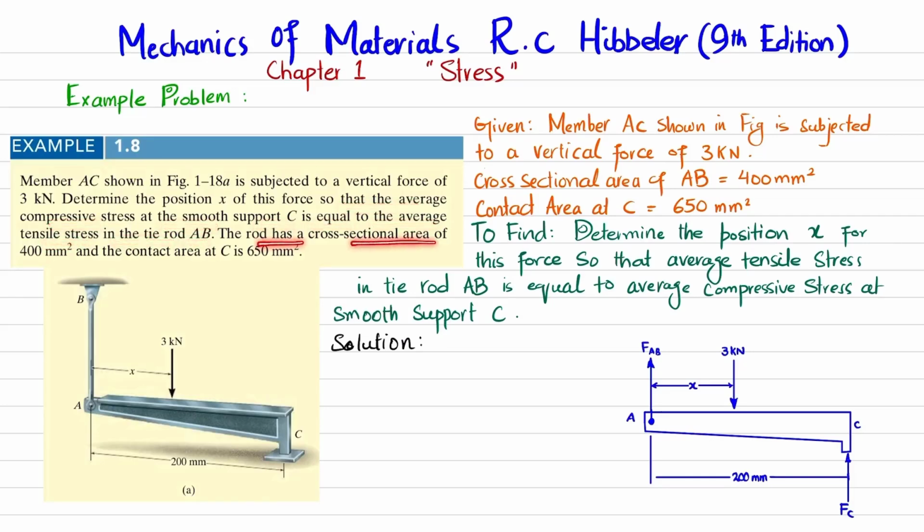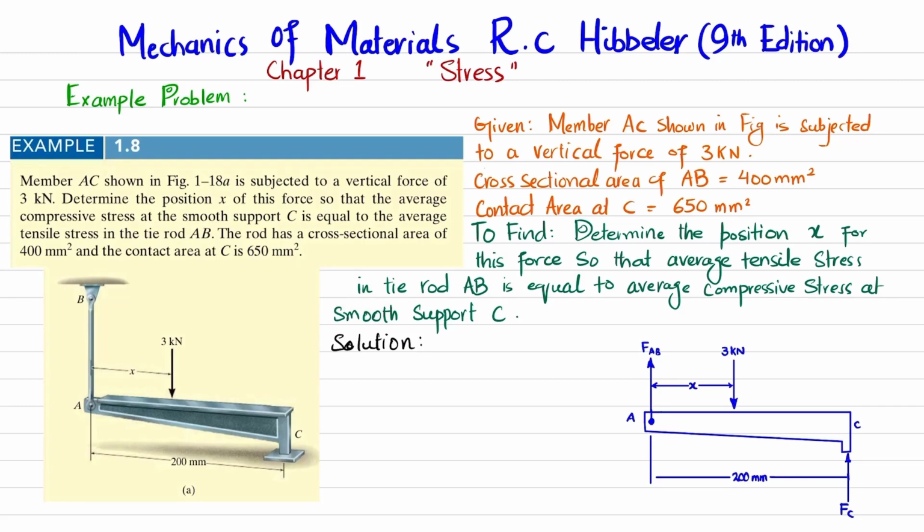The rod has a cross-sectional area of 400 square millimeter and the contact area at C is 650 square millimeter. So this is member AC, clear, that is subjected to a point load of 3 kilonewton. There is a tie rod AB which is in tension, and this point C which is in compression. So you have to determine this X for which the average normal stress in the tie rod due to tension will be equal to the average normal stress due to compression at C. So let's start with the solution.